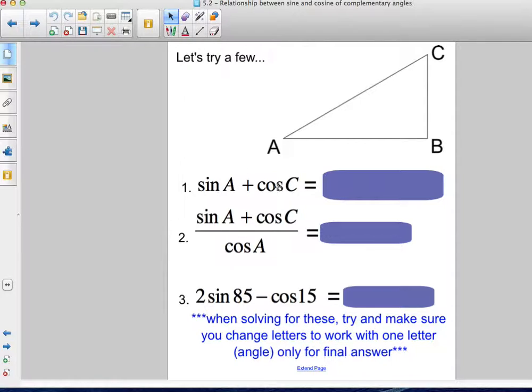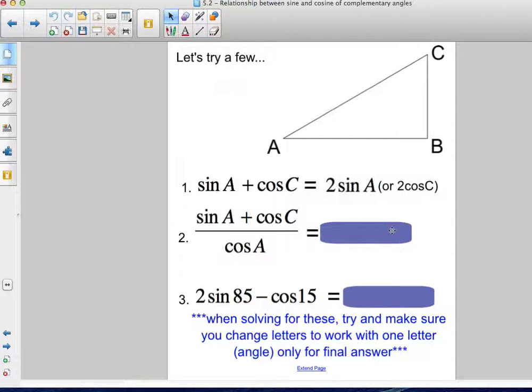When you get problems like this, you want to rewrite everything as one letter. So sine A plus cosine C, how can I rewrite cosine C? Hey, wait a second. Since A and C are complementary, sine A and cosine C are the exact same thing. So that's just going to be 2 sine A's: 1 sine A plus 1 sine A is 2 sine A. Or you could have rewritten sine A as cosine C, because again, they're complementary, and get 2 cosine C.